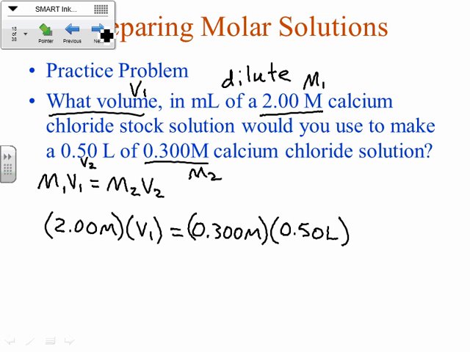Okay, so that's the numbers we plug in. Just divide both sides by 2, and that'll give you your volume. 0.075. 0.075 what? That's liters, right? Because that's the unit that we had in the problem. Okay, so now it's asking for milliliters, so we do need to change that. So do we multiply by 1,000 or divide by 1,000?